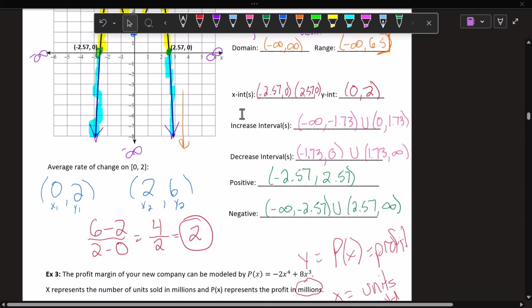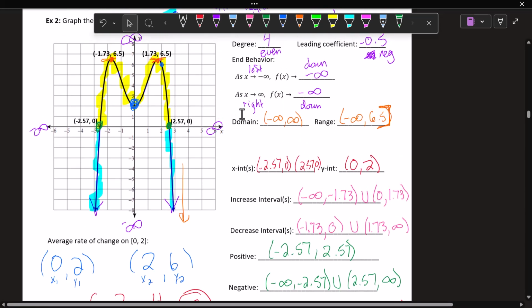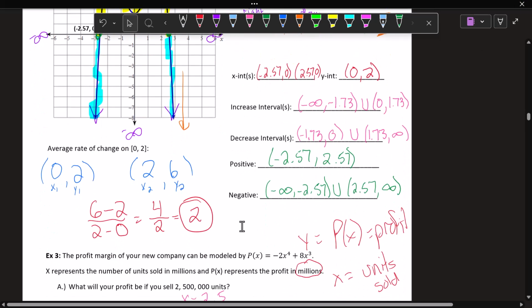So our average rate of change is just like what we did in the last problem. The 0 and the 2 are x values. So x1 is 0, x2 is 2. And then to get our y values, we look at our graph. Well, at x equals 0, y is 2. That's our y-intercept. At x equals 2, we go up. We can see that that's right at y equals 6. So that's our point. That's x1, y1, x2, y2. So we do y2 minus y1 over x2 minus x1. 6 minus 2 is 4. 2 minus 0 is 2. And 4 divided by 2 is 2 as well. That is our average rate of change from 0 to 2.